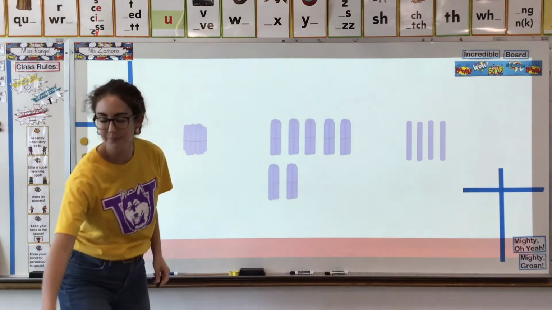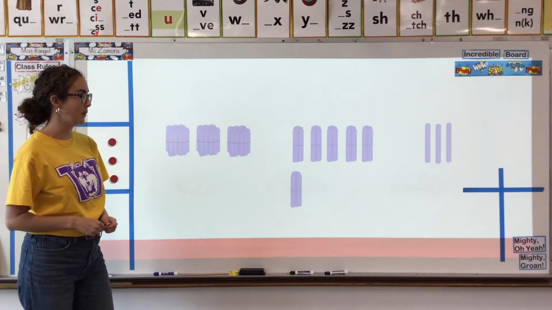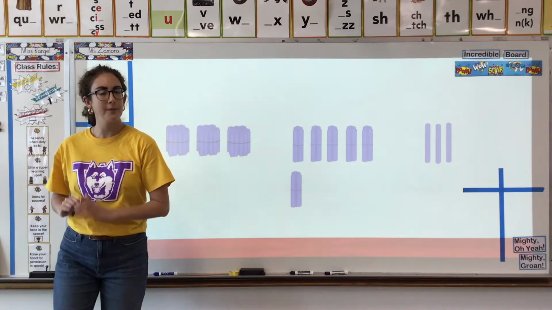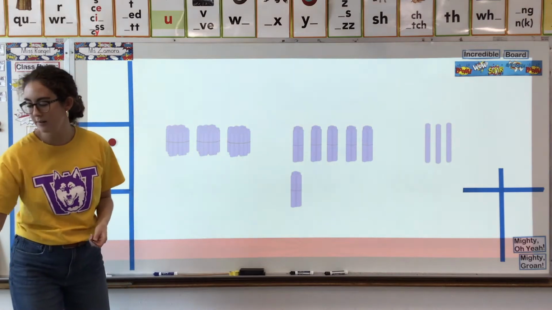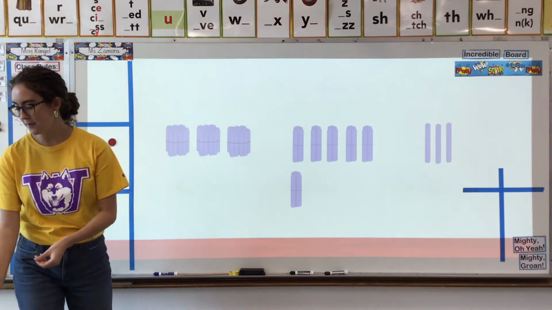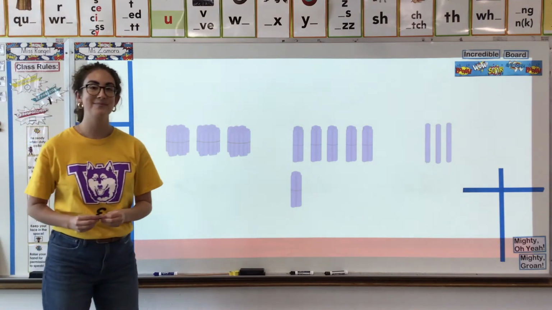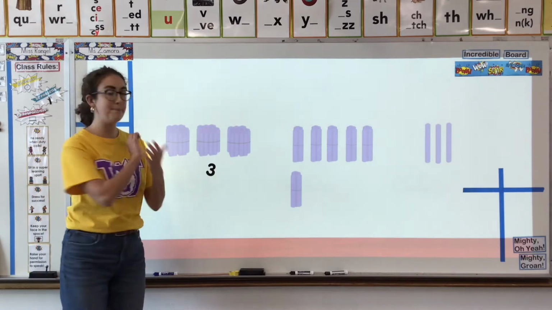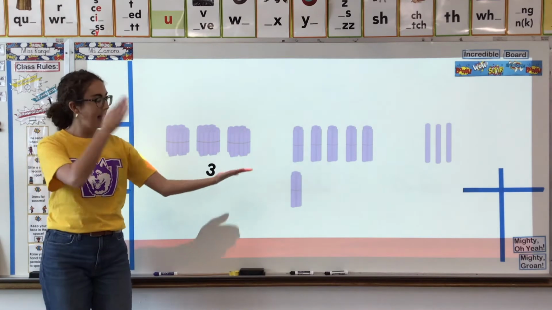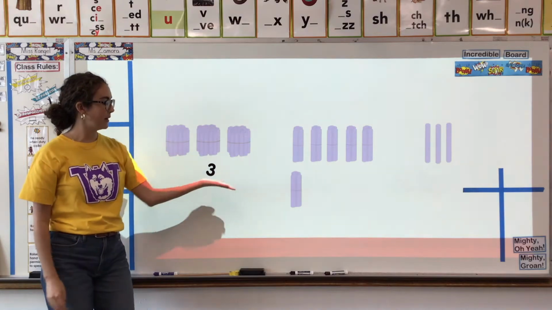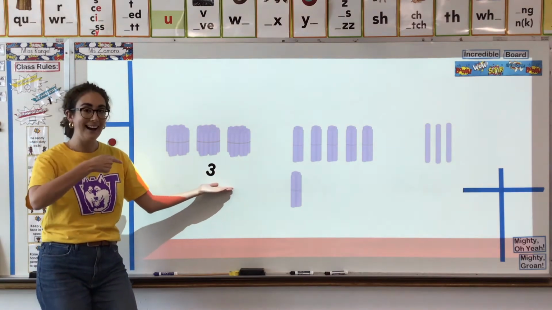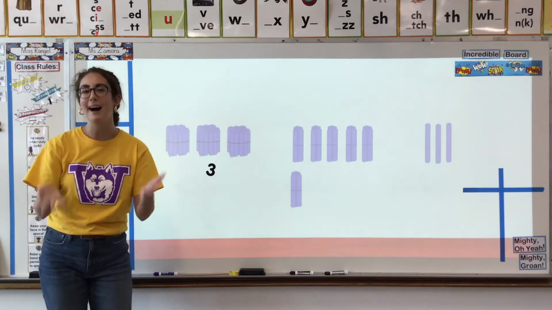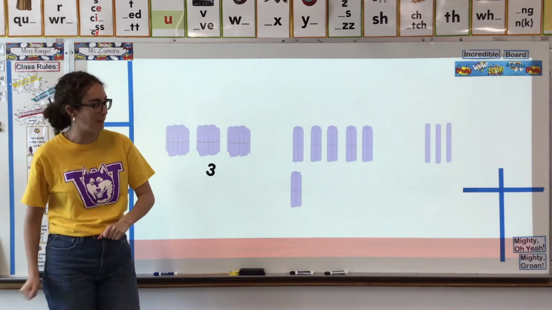Dun, dun, dun. Here we go. Okay, how many sticks are here? First up, how many bundles of 100 are there? How many bundles do you see? There are 3 bundles of 100. And that is what number? 3 hundreds is 300. Exactly, that is a number.